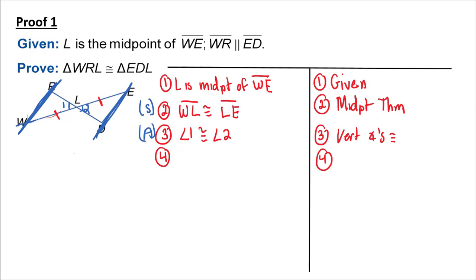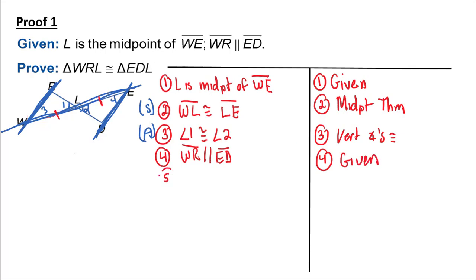So this is a transversal. Technically, both of those other sides are transversals. I'm going to call this an angle 3. I'm going to call this an angle 4. What's kind of cool about those angles is those are alternate interior angles. So I have WR is parallel to ED. Since I didn't write that at the very beginning, I now have to write it.